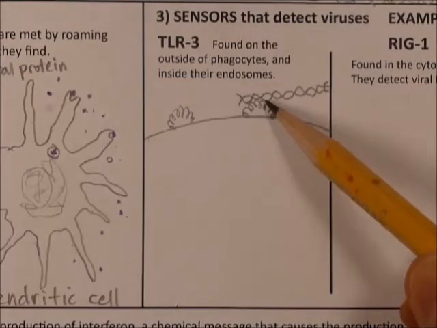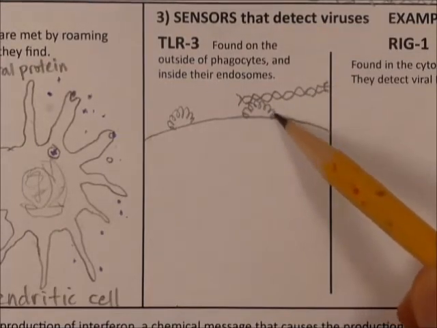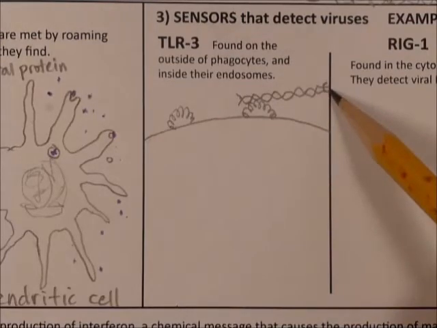Now some of you might be wondering, what is viral RNA doing outside a cell? Why does it have these detectors on the outside? When the virus replicates, that happens all inside.